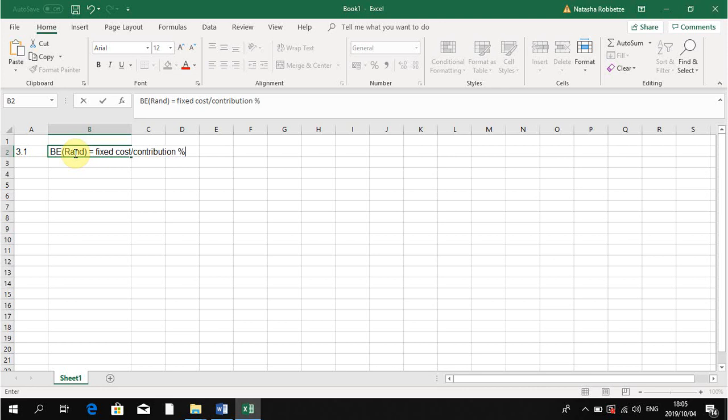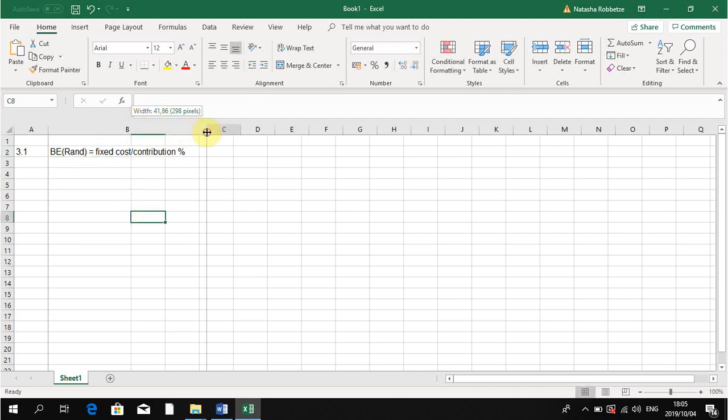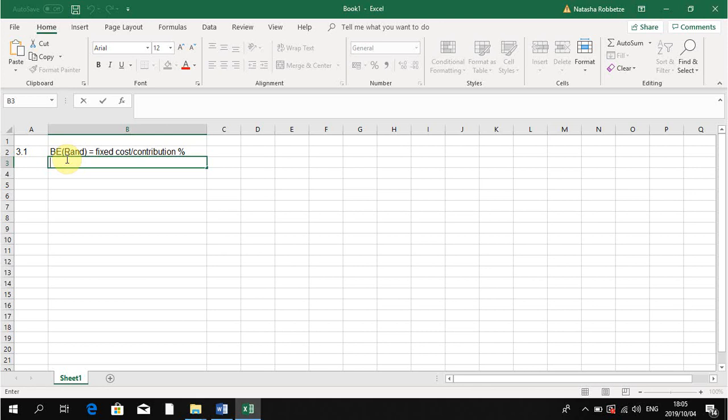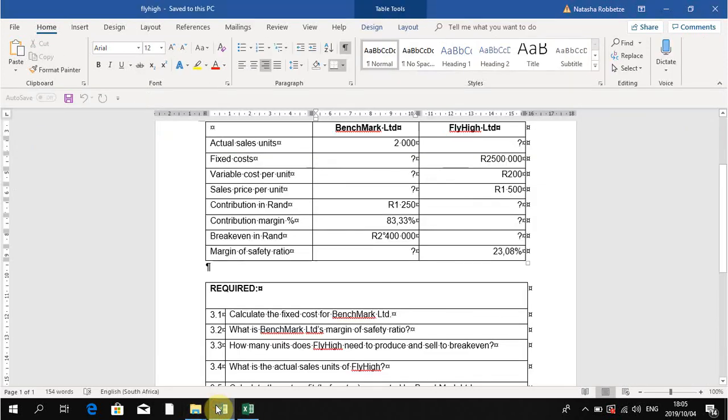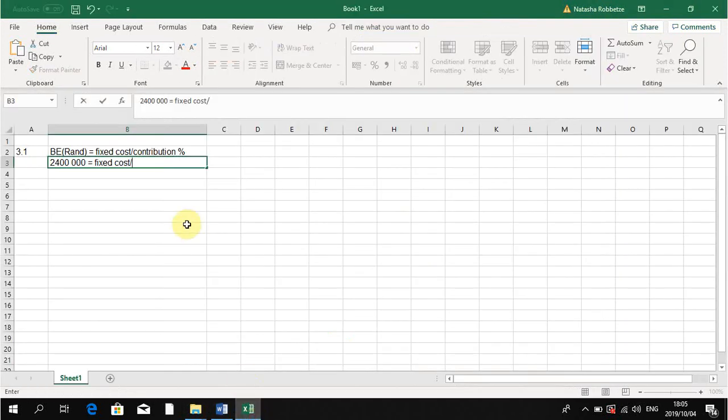margin percentage, and we have all the information because we know in terms of rand that we've been given an amount of 2.4 million. So 2.4 million should be equal to the fixed cost, which we are uncertain of, divided by the contribution margin, which was given. And I use the contribution margin in the formula always as a decimal. So that would be 0.8333, I think. And now we can solve this mathematically through a cross multiplication.